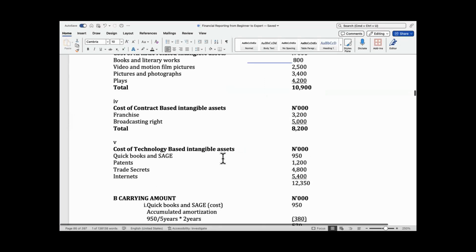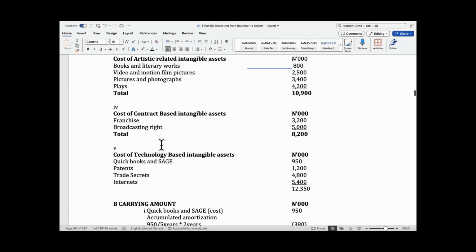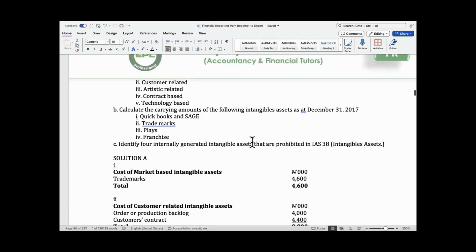Besides that, this question also asks us to identify 4 internally generated intangible assets that are prohibited in IAS 38. So you remember that I told you that there are some internally generated intangible assets that are prohibited from being recognized in the books. So this question is now asking you for examples. And what are the examples? I think we give examples of goodwill and patents.